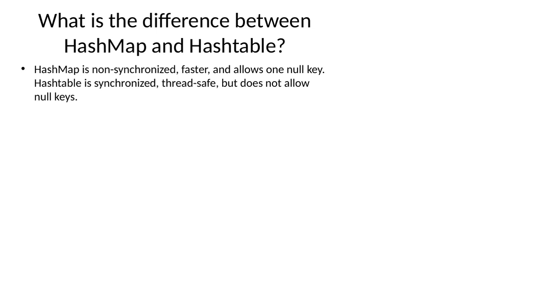So, if you need a collection that works well in a single-threaded environment or where synchronization is handled externally, HashMap is a good choice. But if you need built-in thread safety and don't require null keys, Hashtable might be better.